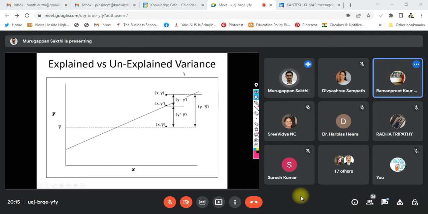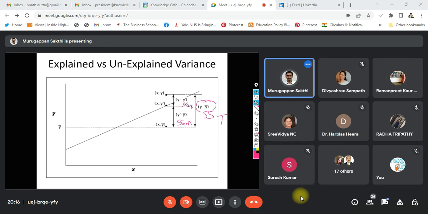Now, this is the one. Explained variance, unexplained variance. Y minus y dash, and y dash minus y bar, and the total variance is y minus y bar. Y minus y bar is the total variance. This is called SST, and this is called SSM, this is between variance, this is within variance, and this is total variance. Okay, and this is called SSR.